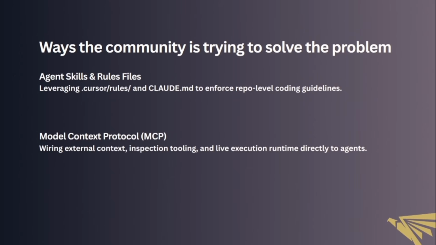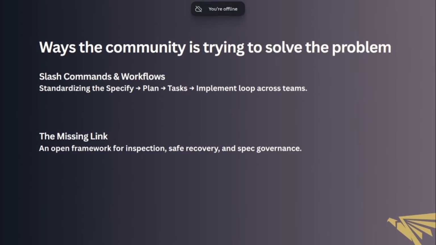So how is the community solving this issue? The developer community has been trying to solve these issues in a couple of ways. First, through agent skills and rules files, right? Using files like Cursor rules or CLAUDE.md to give the AI basic project guidelines. Secondly, they have tried to solve this through the Model Context Protocol (MCP), which connects external tools and live runtime data straight into the agent. We have also seen the rise of slash commands and workflows to standardize how teams plan and implement tasks, but there's still a missing link. We need an open, unified framework that handles code inspection, safe rollbacks, and spec governance all in one place.